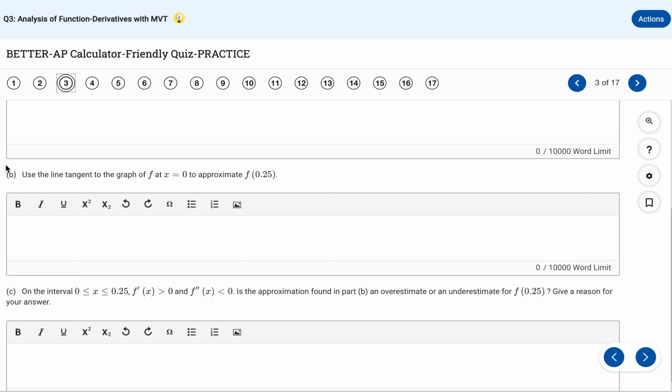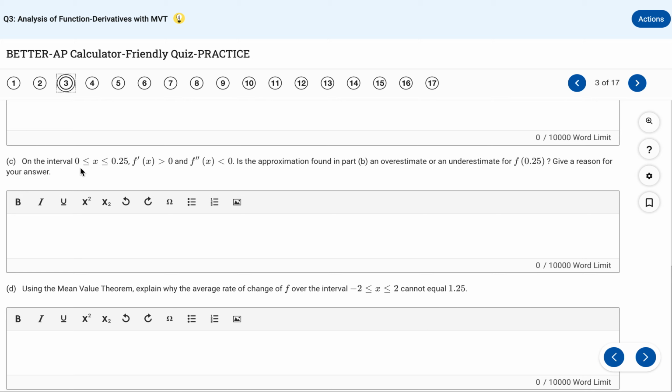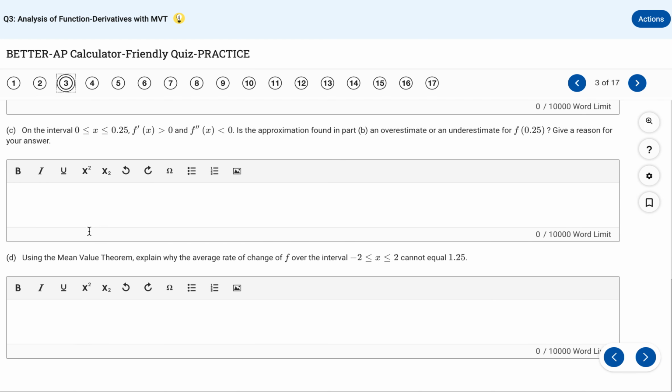Okay, on to the next one. Then it says on the interval from 0 to 0.25, f prime of x is greater than 0. It's increasing, and f double prime of x is less than 0. That means it's concave down. Things that are concave down are curved like this, so my linear approximation is going to be an underestimate, because things that are concave down with tangent lines fall below the tangent line. So that would be your justification.